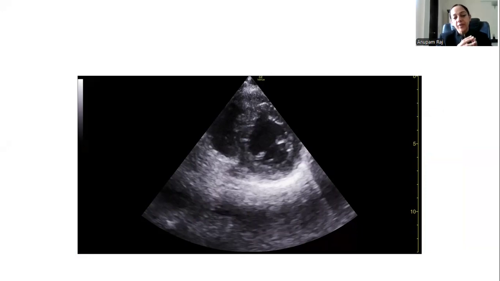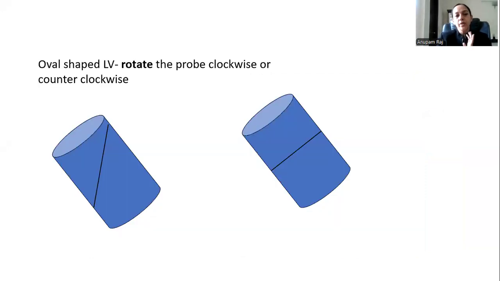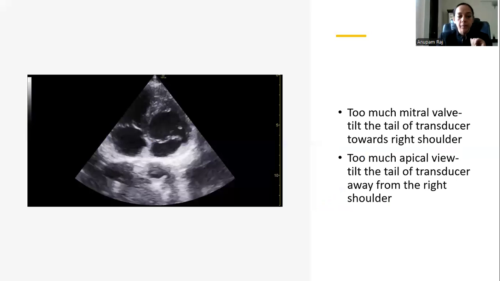Now, sometimes while acquiring this view, the problem that occurs is that we start seeing an oval-shaped LV. To fix that problem, basically, it's a circular cylindrical structure, and rather than cutting it in the middle, we are cutting it diagonally, because of which we are seeing the oval-shaped LV. So just slightly rotate clockwise or counterclockwise so that you're able to get a good, nice round LV.